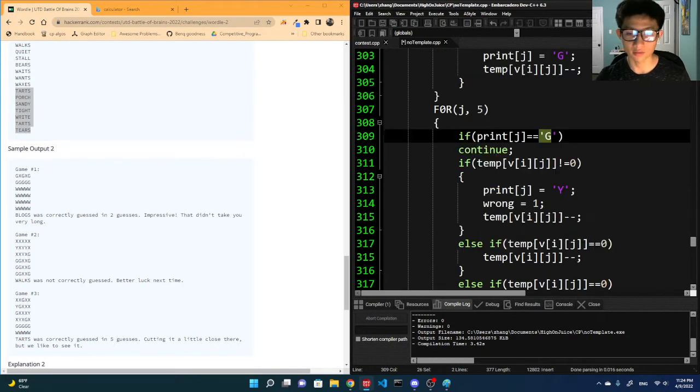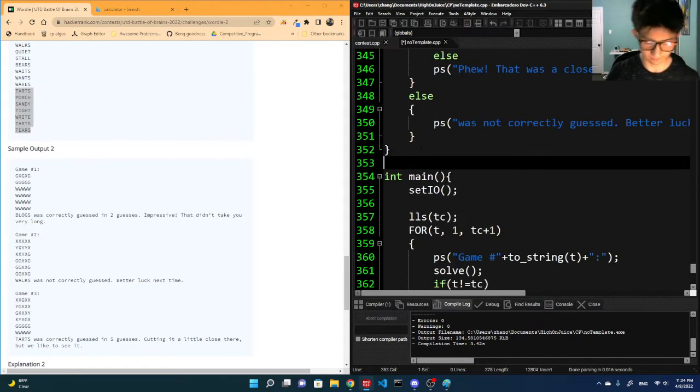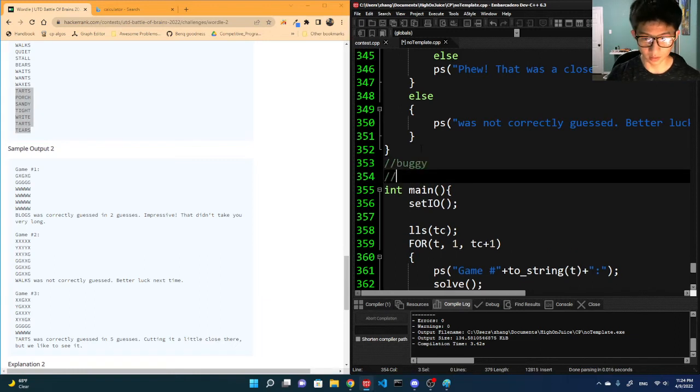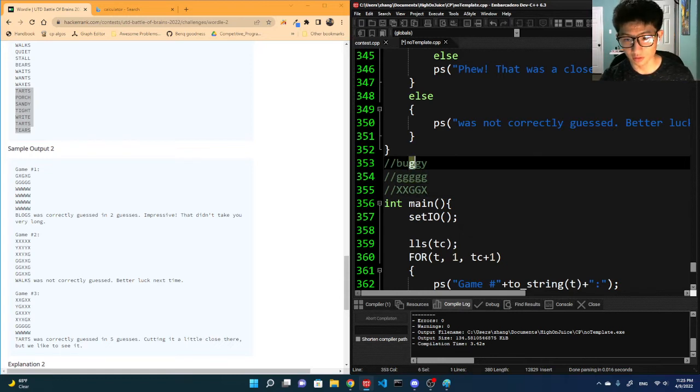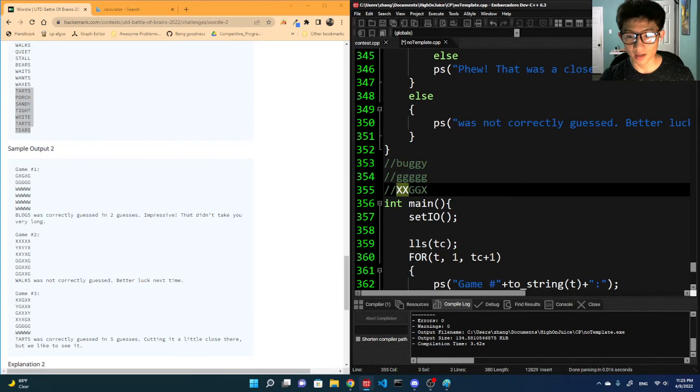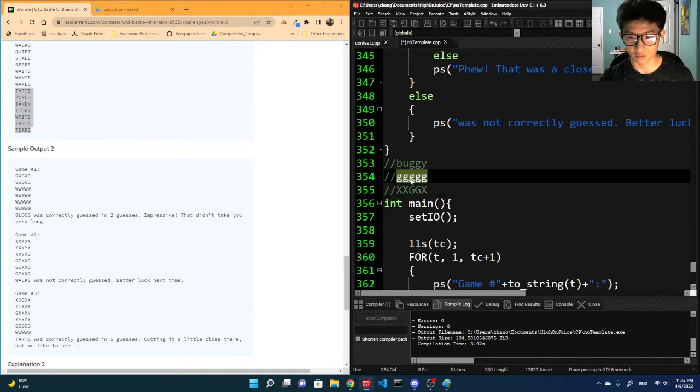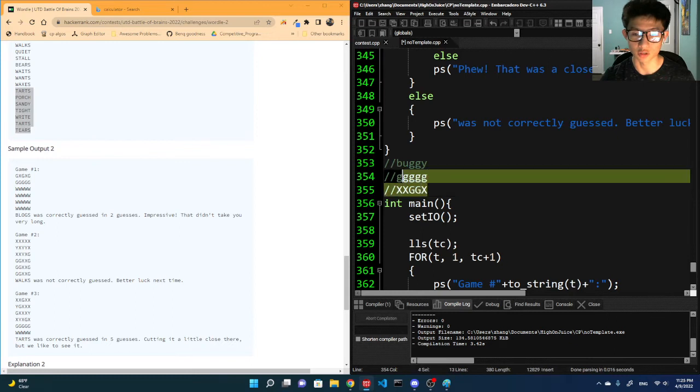So if I had buggy and GGGG, what it would do is print out gray, gray, or XX, GGS. These 2 G's are in the correct positions, but these X's are just extra G's, and they're not yellow because all the G's have been taken up. They're gray because they shouldn't be there in the first place.